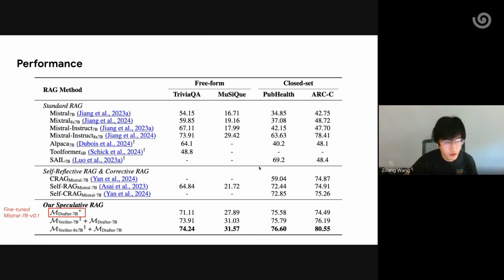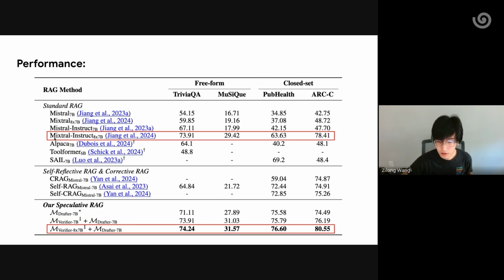But anyway, here is the overview of the results. In our experiment, we are using Mistral. For Speculative RAG, the drafter is a fine-tuned Mistral 7B. And for the verifier, the one that does the ranking, we are using the frozen Mistral 7B and Mixtral 8x7B. There are two versions; you can tell from the tag here. It should be noted that for the verifier, we are not doing any training. We just use the original model. You can see here we are not using the instruction-tuned version. We are using the original version. We just leverage the language modeling capability of these large language models.